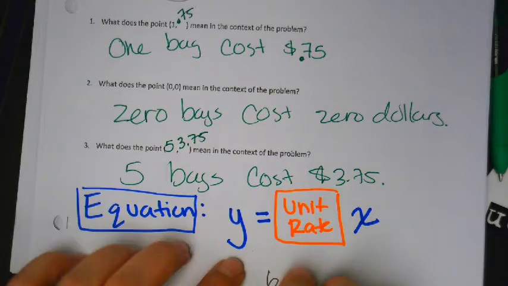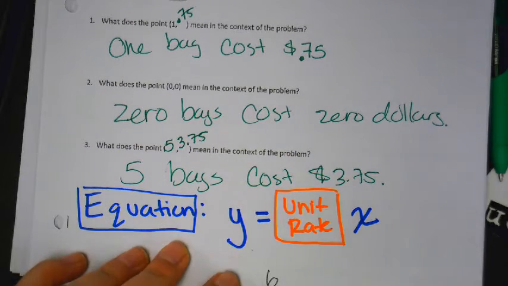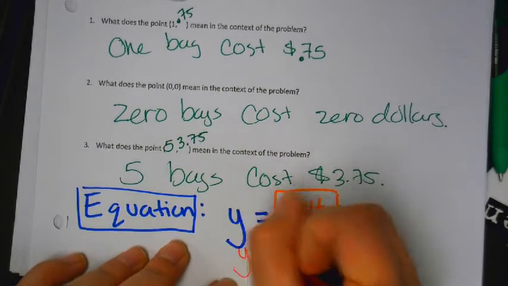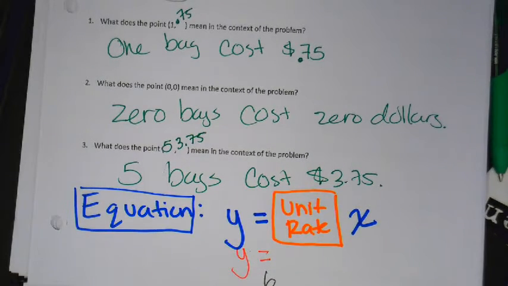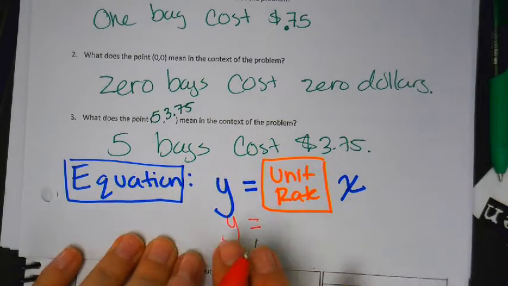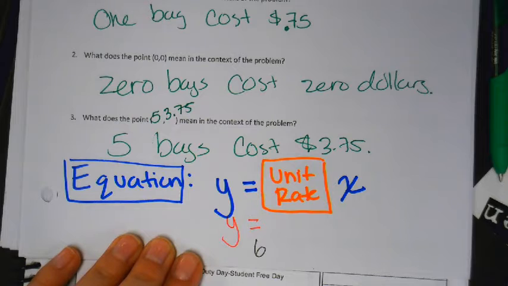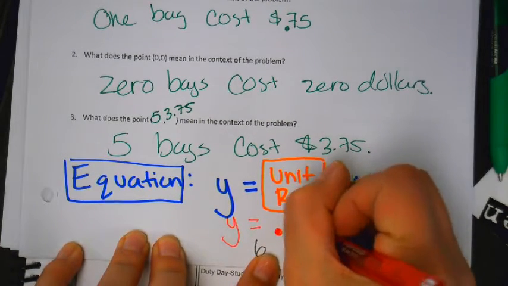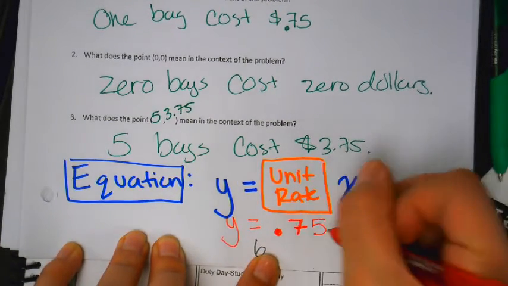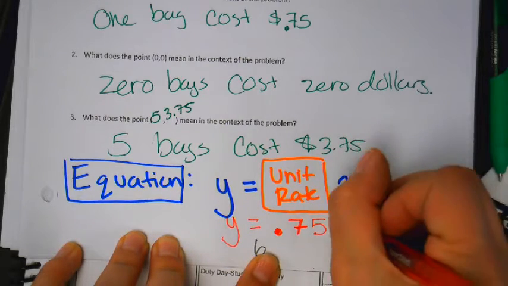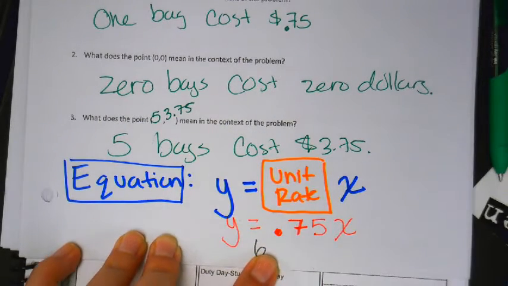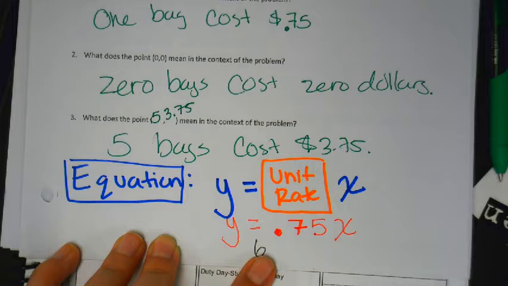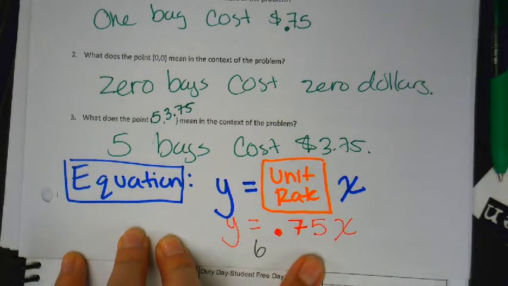Okay, so let's do it for this problem, for page 6. You start off with y equals. What's my unit rate for this problem? What is my unit price or unit rate? They're both the same thing. 75 cents. So we're going to write 0.75. And then what do I add at the end? The fancy X. You better make it fancy. Try your best. Did you make a fancy X? I'm going to judge you on it.